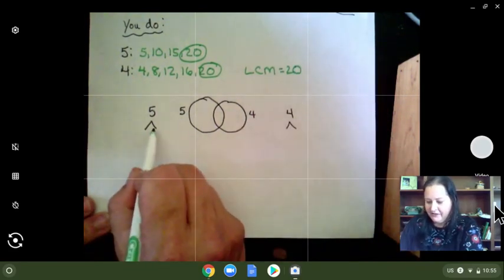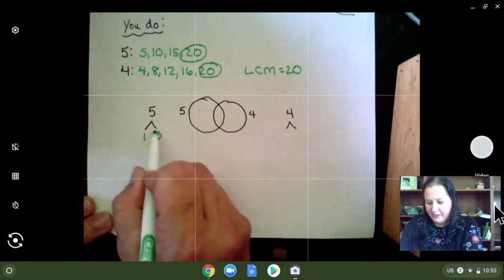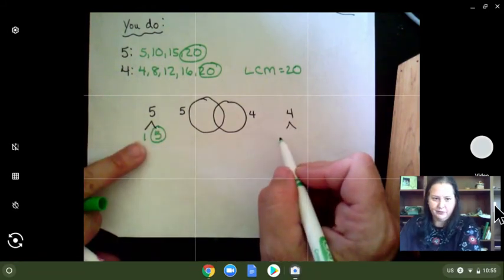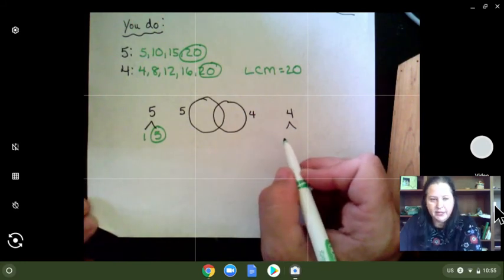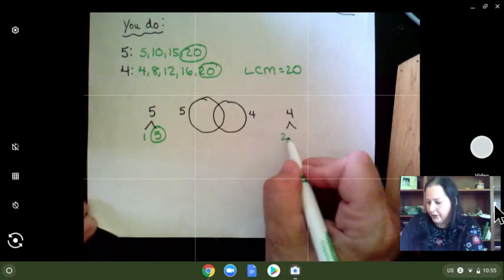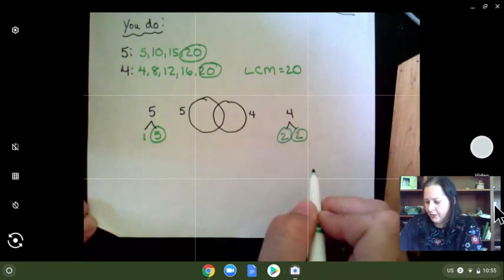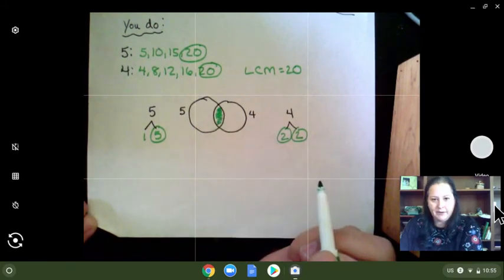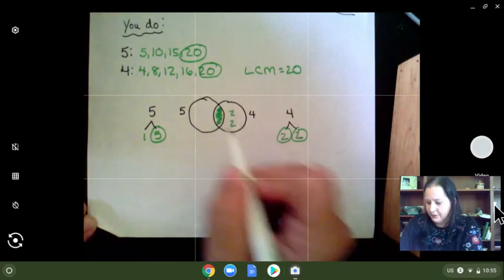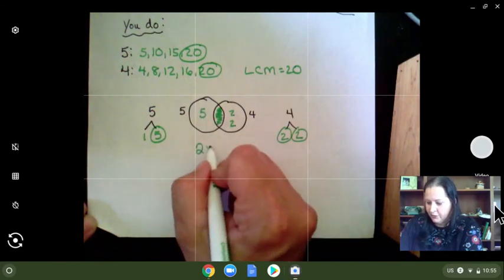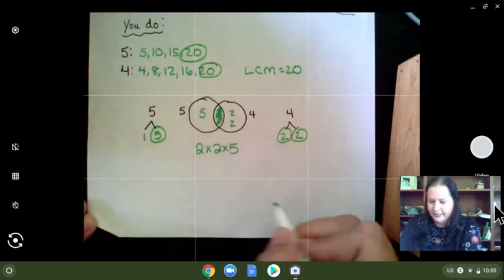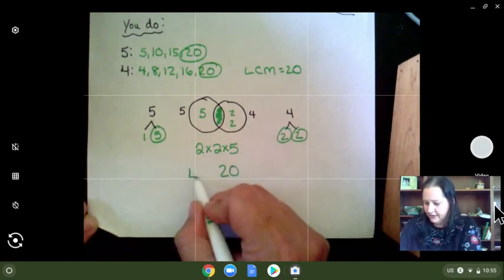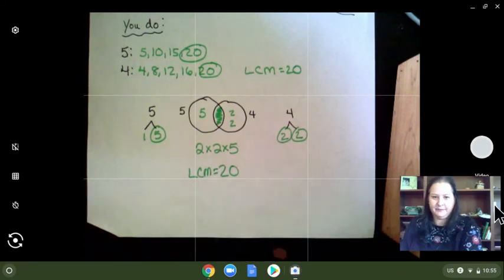Now let's do the prime factors. 5 is already a prime factor, so it's just 5 on that side. And then remember, you don't need the 1 because you multiply by 1, it's just the same number. So don't worry about your 1s. And then for 4, 2 times 2 is 4. Those are both prime. This one doesn't have any number in the center here. They have no common factors. So this one will put 2 and 2. This one will put 5. We'll multiply all those numbers together in the inside of our Venn diagram. 4 times 5 is 20, so our LCM equals 20.